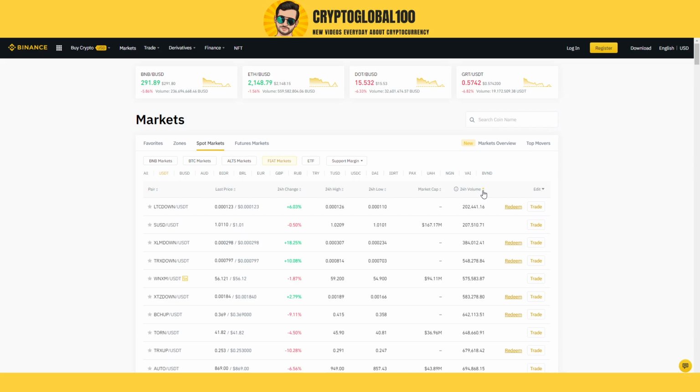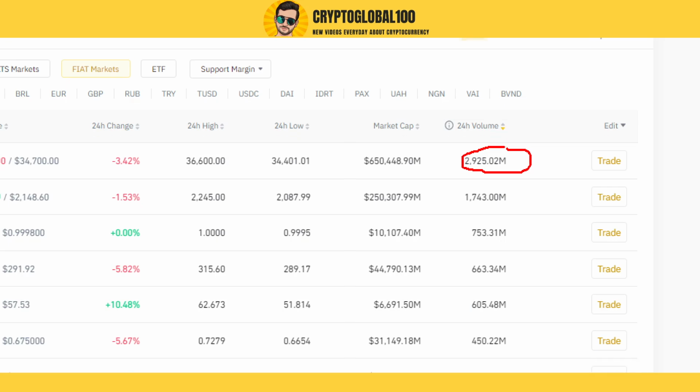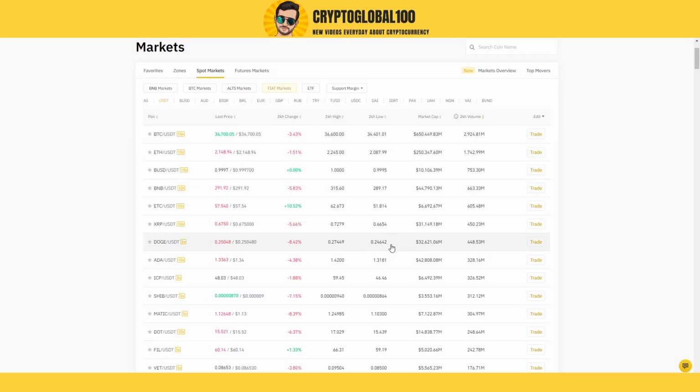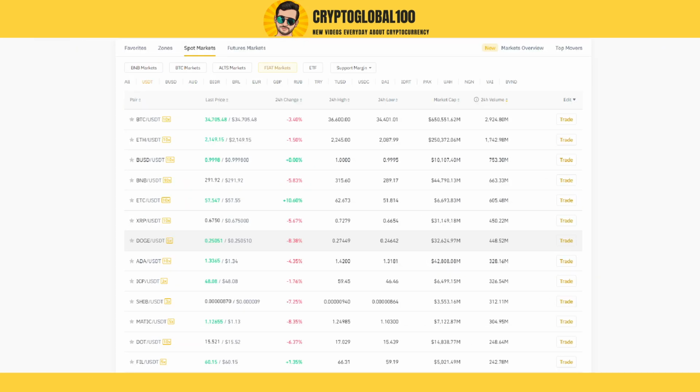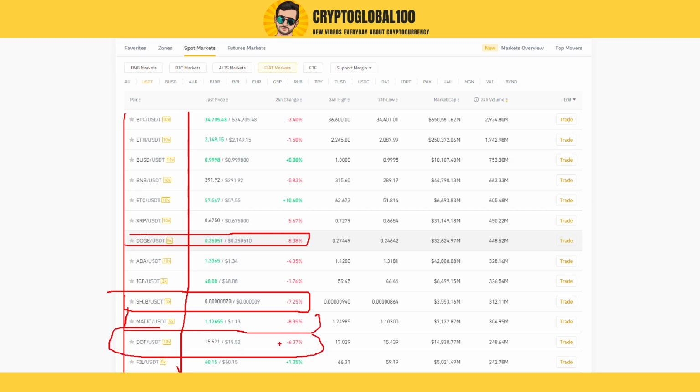There is another way as well. You can sort by the 24-hour volume, with the high volume, and it will list out the top coins. High volume coins here: Dogecoin, you can see 8% down, then Shib coin minus 7%, Matic 8%, Dot 6%. So you can place your orders around these coins as well.